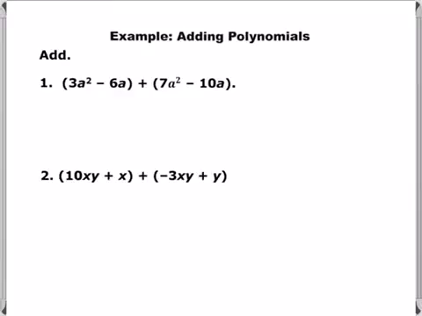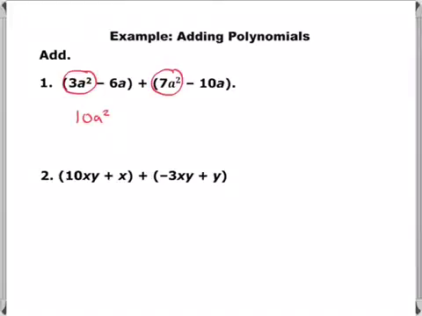Now we're talking about adding and subtracting polynomials. So we've got multiple terms, and there's a lot more to keep track of. And so now as we go to add and subtract polynomials, the idea here is still the same. You're combining like terms. So we have 3a squared minus 6a plus 7a squared minus 10a. Right off the bat, I know that the 3a squared and the 7a squared are like terms. So all I'm going to do is combine like terms. I add the coefficients. 3 and 7 becomes 10a squared.